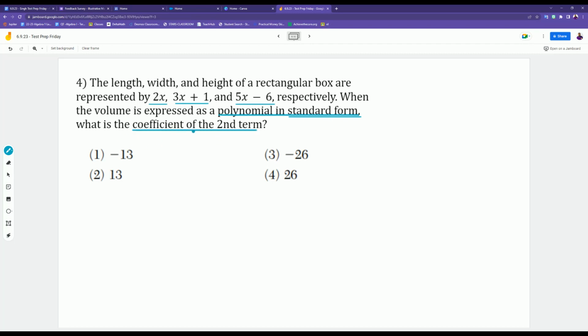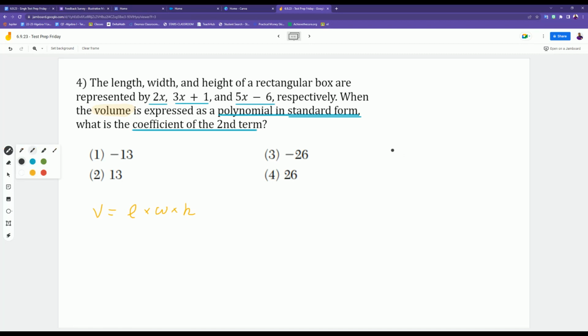So they want us to find the coefficient of the second term, but we have to put all of this in standard form. There's one thing I wanted to go back and look at. They said the volume. So before doing this, you had to know the formula for volume. And if you know the reference sheet, the formula for volume is on the reference sheet. So volume is equal to length times width times height. So we don't know which one is which, but they're all multiplying together, so the order really doesn't matter.